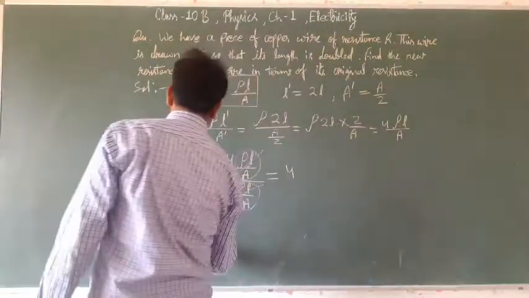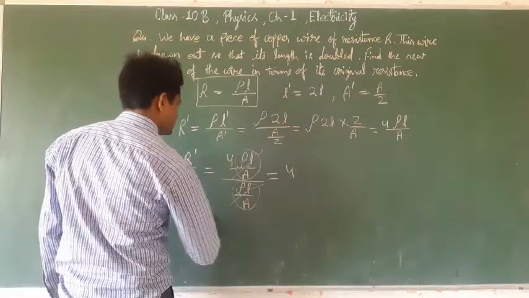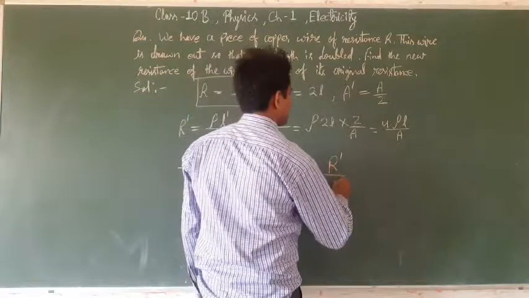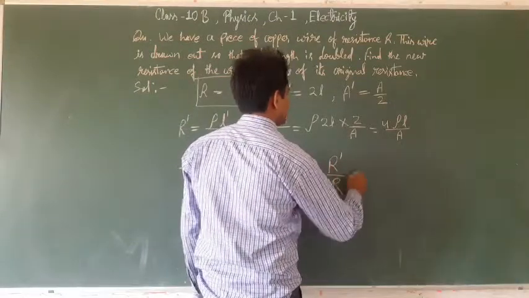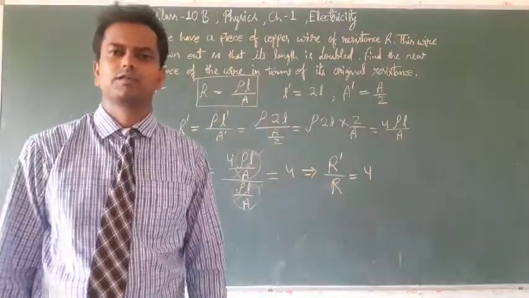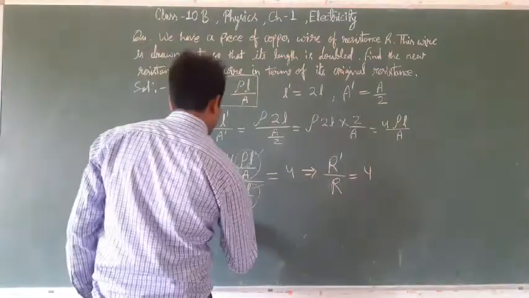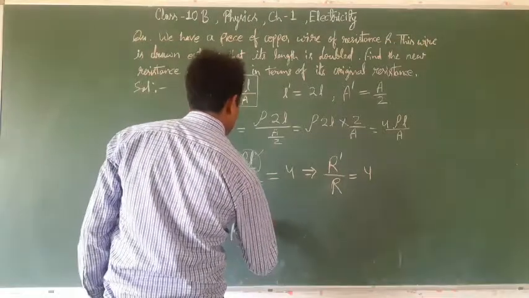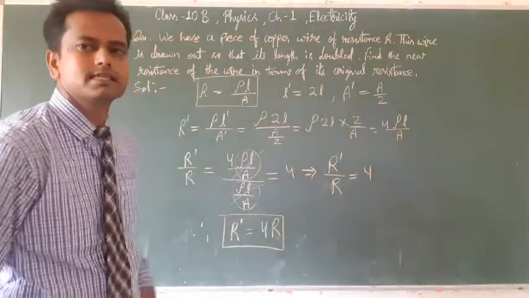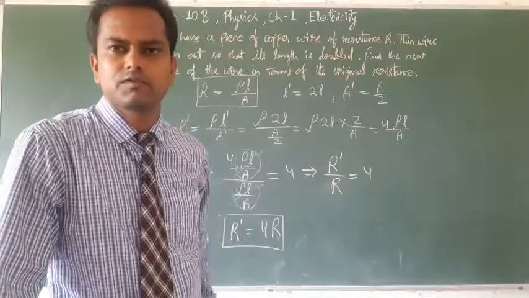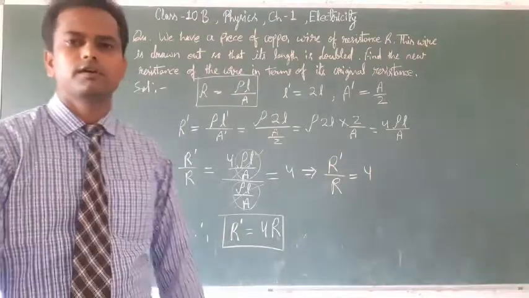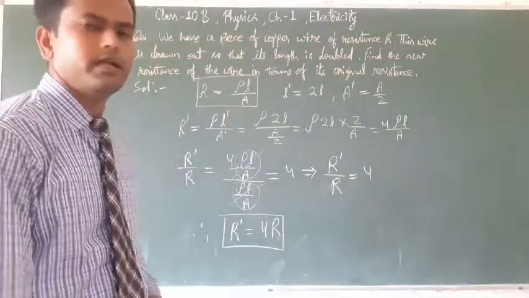Now R dash by R is equal to 4. Therefore cross multiply to each other, then we get R dash is equal to 4 into R. So new resistance will be 4 times of its original resistance. So that will be your final answer. Pause the video and note it down.